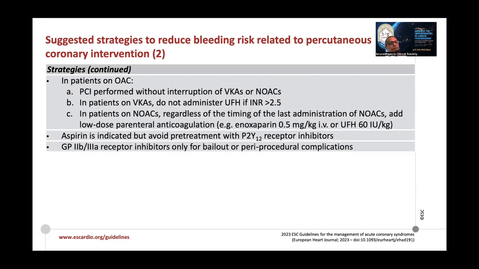And then if the patient is on anticoagulation therapy, PCI is performed without interruption of vitamin K antagonist or NOAC. If the INR is more than 2.5, you should not use unfractionated heparin during the procedure. And if the patient is on rivaroxaban, irrespective of the last dose, you can use half-dose enoxaparin of 0.5 milligram per kg IV, or unfractionated heparin 60 units.